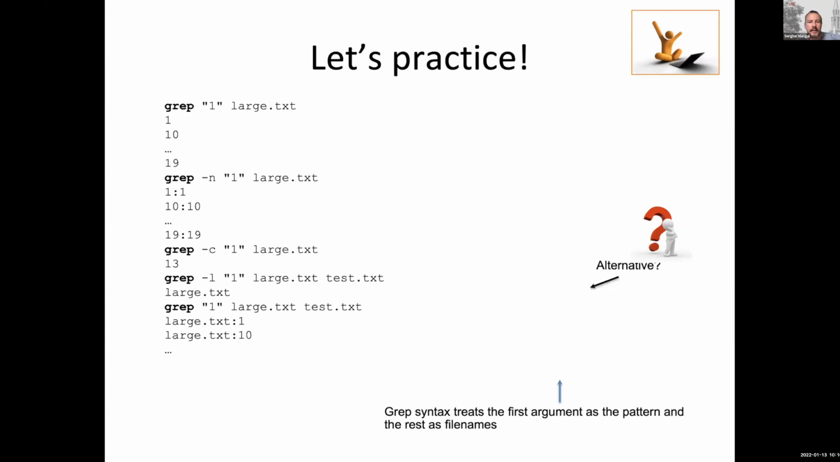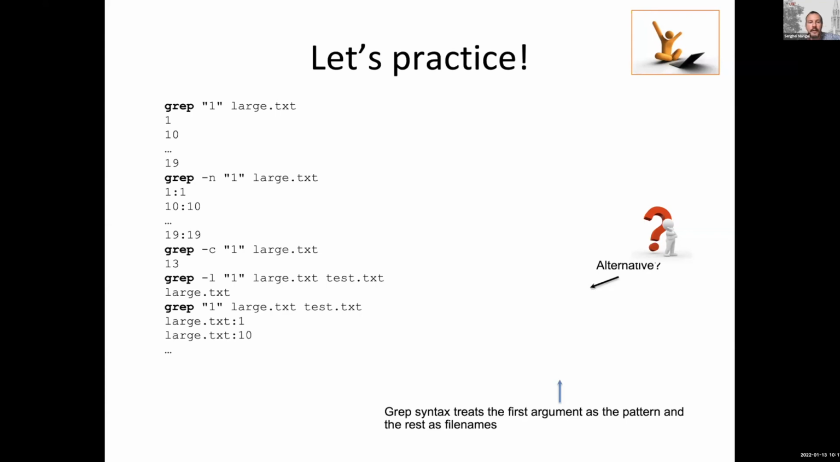So the line number is exactly the same as the content of the line. -c will give you the number of lines where digit 1 occurs. -l will just give you the file name where digit 1 occurs. For example, we are looking through two files, large.txt and test.txt, and only in large.txt the 1 occurs. That's why we see large.txt, but it doesn't occur in test.txt, so we don't see it. If you don't use the -l option, you can do grep 1 on two files, and you will see both: the file name and the line itself. Okay.